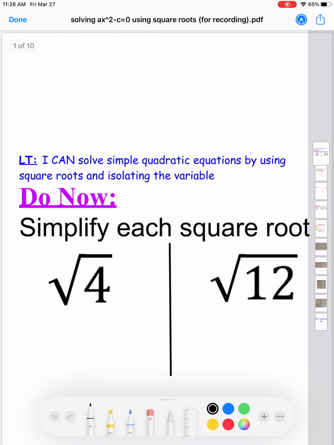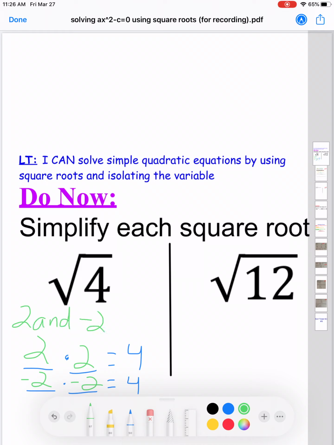Okay, so for the first question, the square root of 4, there are 2 answers here. Again, you always ask yourself what times itself gives me 4. And there are actually 2 different numbers that can work for that. We can either do 2 times 2, or we can also do negative 2 times negative 2. So our 2 answers here are 2 and negative 2. But don't forget, a way that we learned that you could write that is by using the plus or minus symbol. So we can write plus or minus the square root of 2.